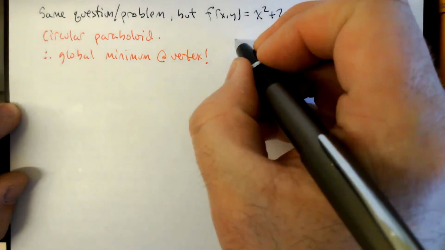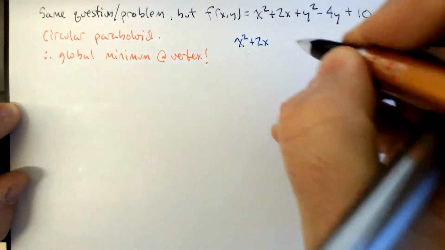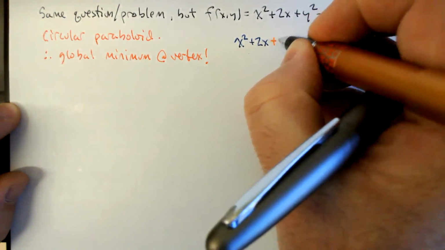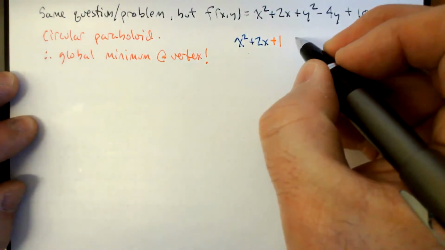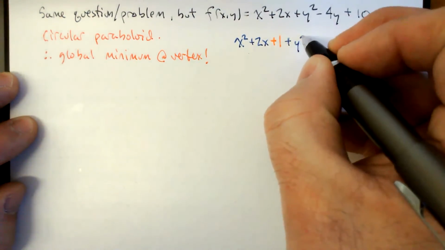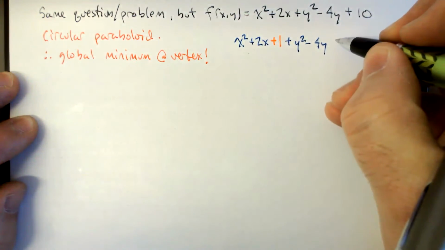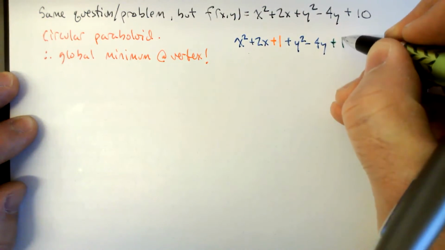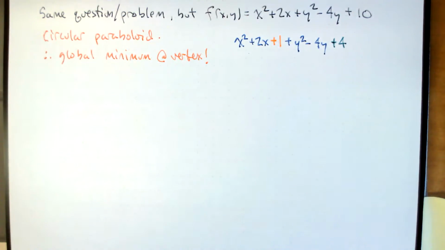So I'm just going to write this as x squared plus 2x plus 1. That will complete the square and make an (x plus 1) squared. Then I'm going to gather up the y terms. There's a y squared minus 4y, and I will need a plus 4 to complete that square. Since I've used up 1 and 4, 5 out of my 10, that leaves plus 5 to be the rest of it. That's the leftover.